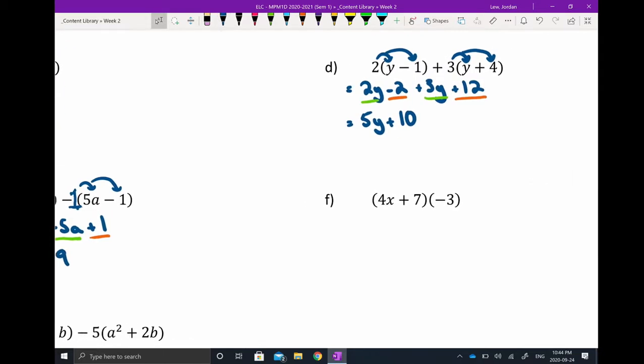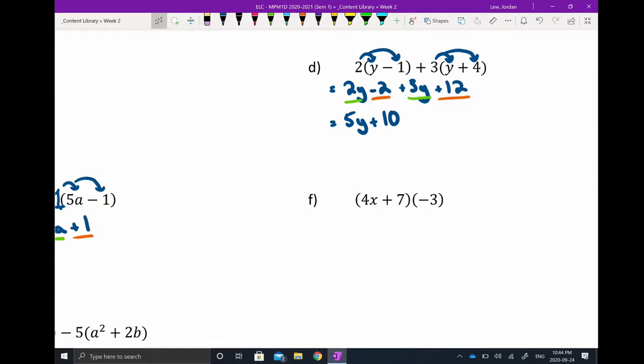F looks a little different. 4x plus 7 times negative 3. So this looks a little bit different than what we've looked at, but it's still the idea of the distributive property, or multiplying or expanding, right? When we're multiplying numbers, it doesn't matter what order it's in, right? If I have, for example, 3 times 2, that equals 6. But if I do 2 times 3, that also equals 6. So again, order doesn't matter when you're multiplying. It doesn't matter which one's first and which one's second.